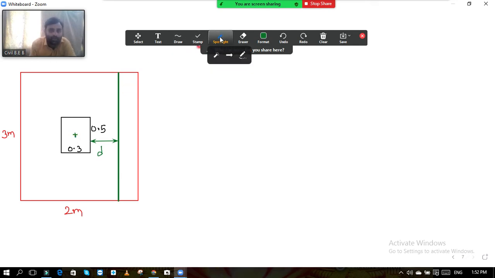So now here if you can see, this is the centroid of both column as well as footing. If this total dimension is 2 meter, then from this center or centroid, this dimension will be 1 meter. If this total is 2, then from center it will be 1. Now I want the dimension from this centroid up to this point. What is this dimension?